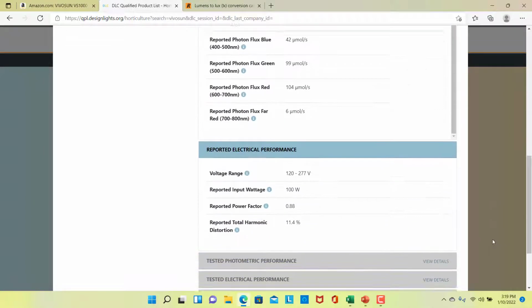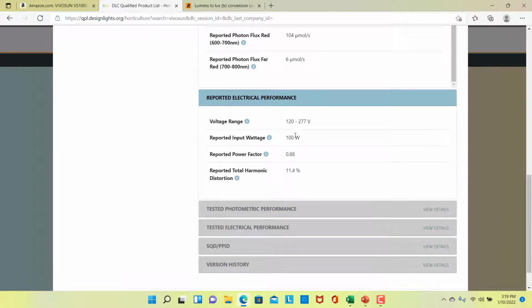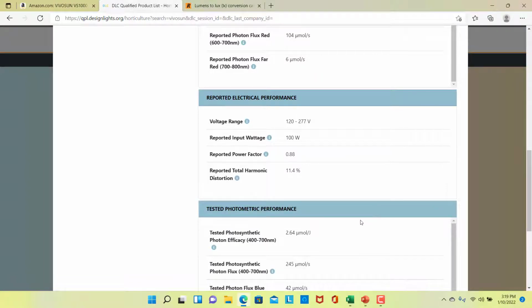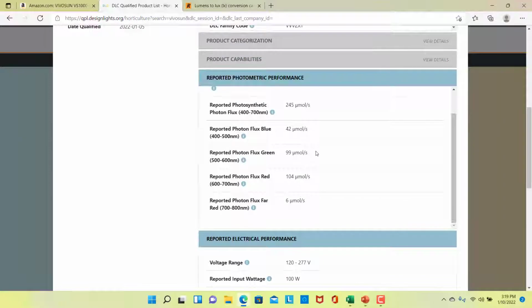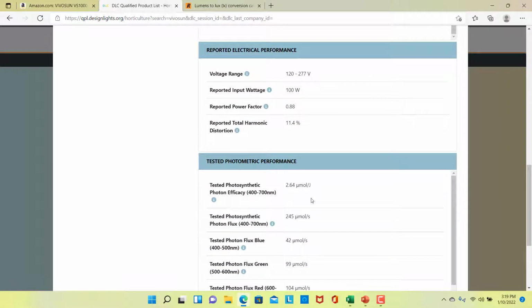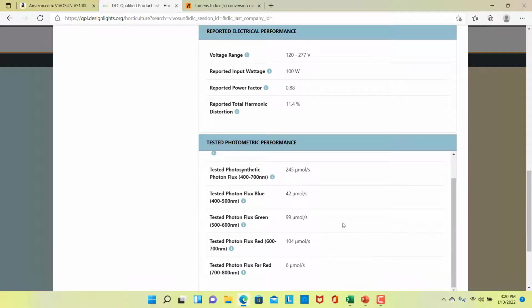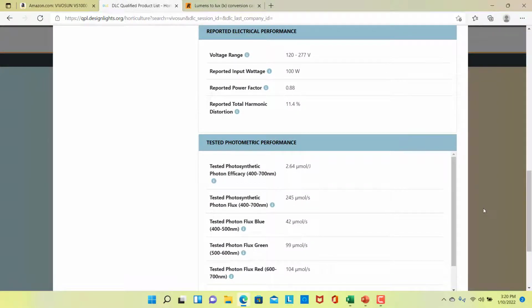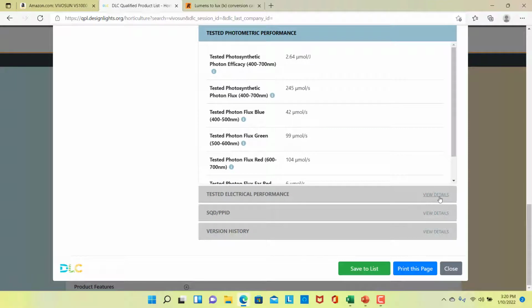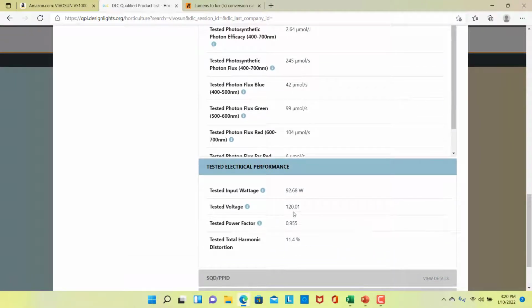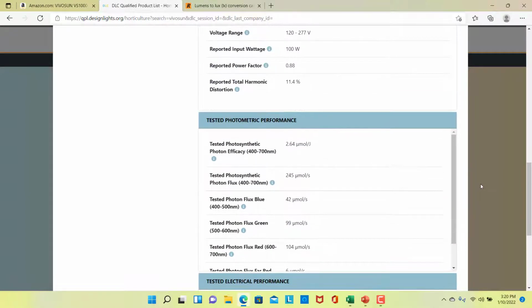It tells you what their reported voltage range and watts are right there. And then, which is really nice, it tells you what they tested, right? So you can compare what they reported to what they actually tested. And they actually tested really well. I think it's very similar to what is reported. Right, so it's more information that you can really use to compare these lights. Wattage is even a little lower that they tested compared to what was reported. So it's nice information.